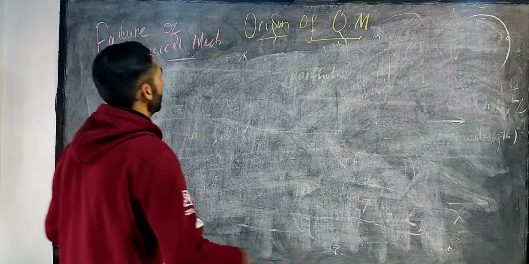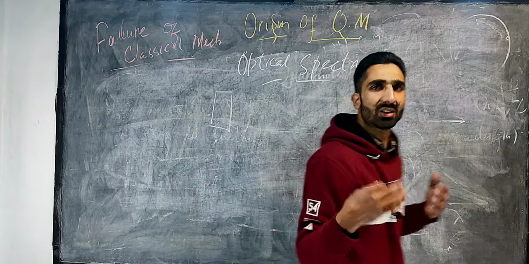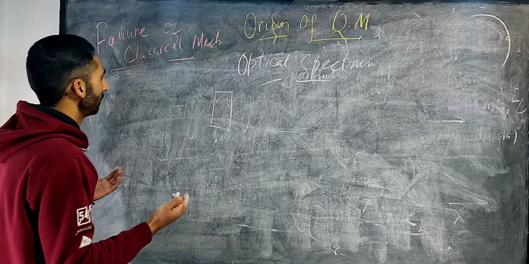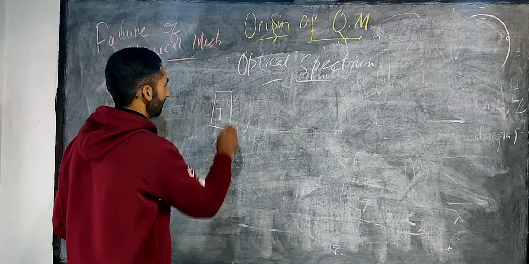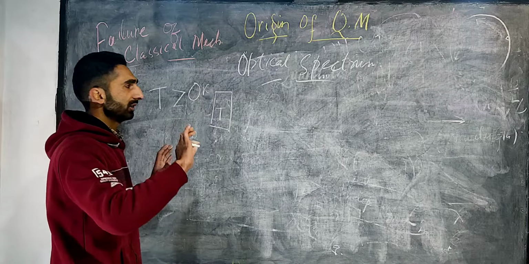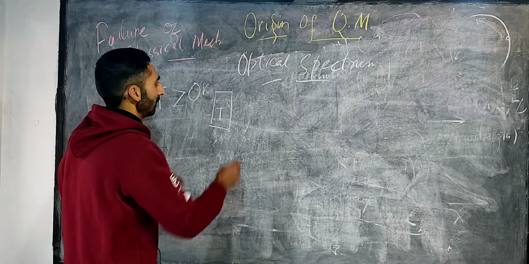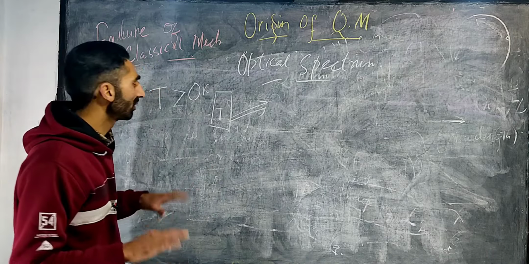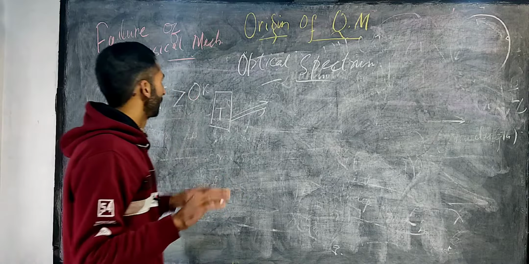If we consider the experiments that were done, any kind of substance, it can be metal, non-metal, any kind of thing, if it is heated, if its temperature is increased, then for any temperature greater than 0 Kelvin, that is, greater than absolute zero, there will always be an emission of radiations from this substance. It is an experimental fact.